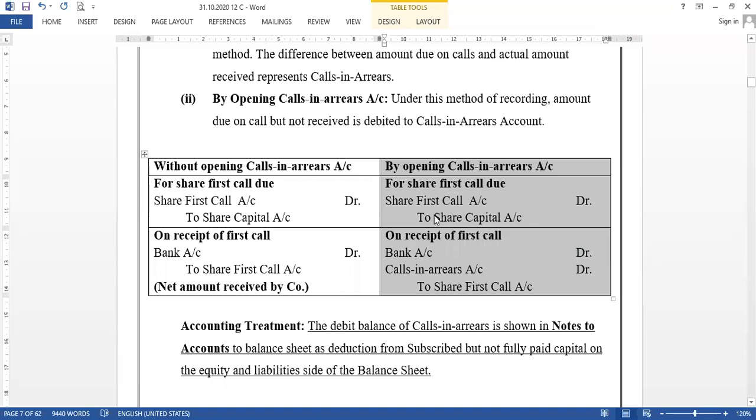Okay, wherever the amount is not paid by the shareholders, calls in arrears account needs to be open. We show the unpaid amount over here, amount received over here, and the total amount to share first call, right? So we are going to follow this. Okay, both the way it is correct, there is no problem at all, both the way. But in boards now it has been a practice to open the calls in arrears account, so let us do it, right?